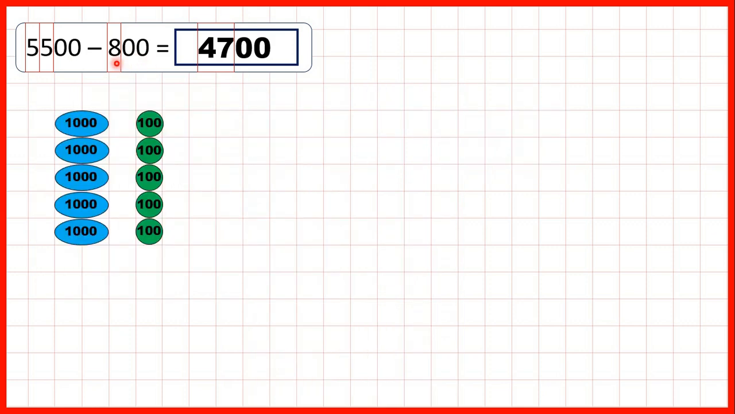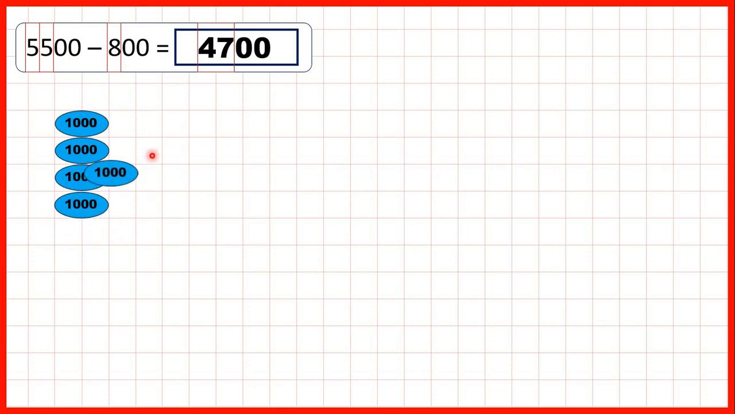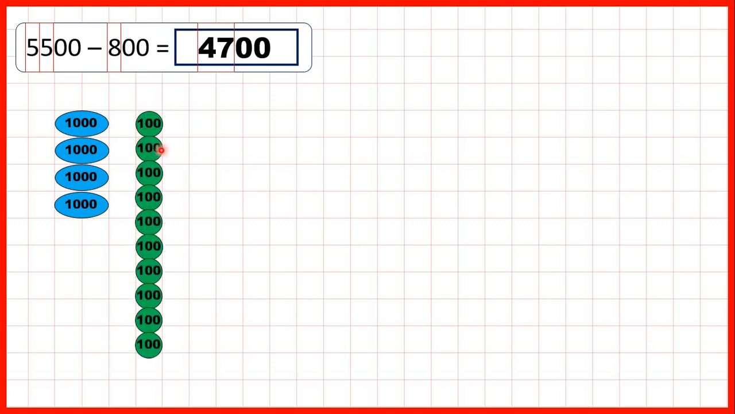Or with place value counters, to subtract 800s, we can take away the 500s that we have, then we can exchange, and then because we've already taken away 5, we can take 3 more hundreds away to leave us with 4,000s and 700s in our answer.